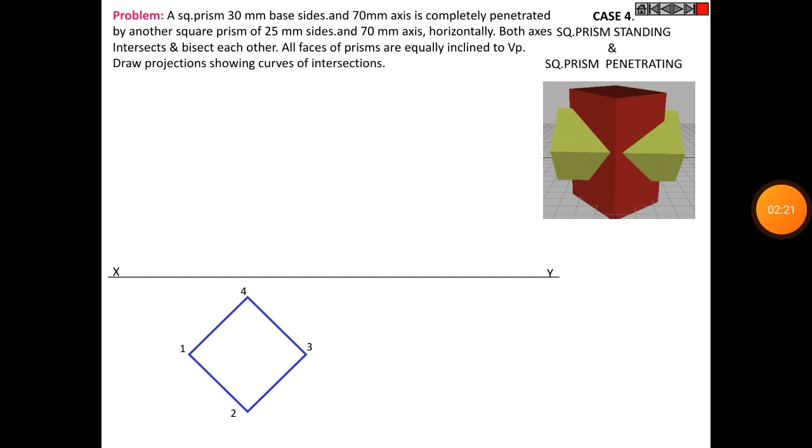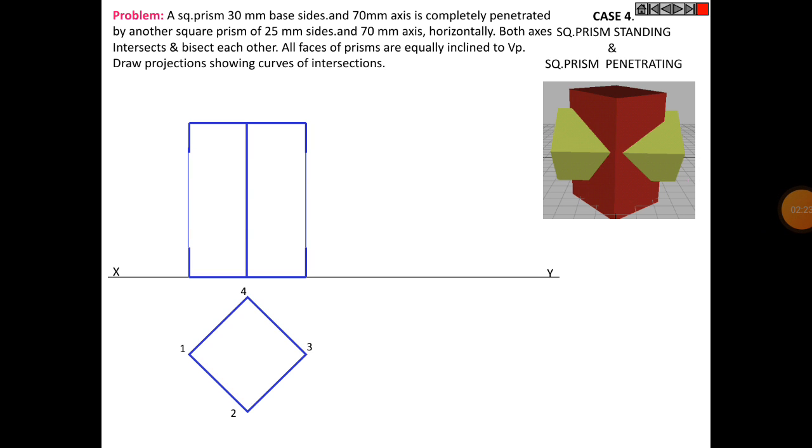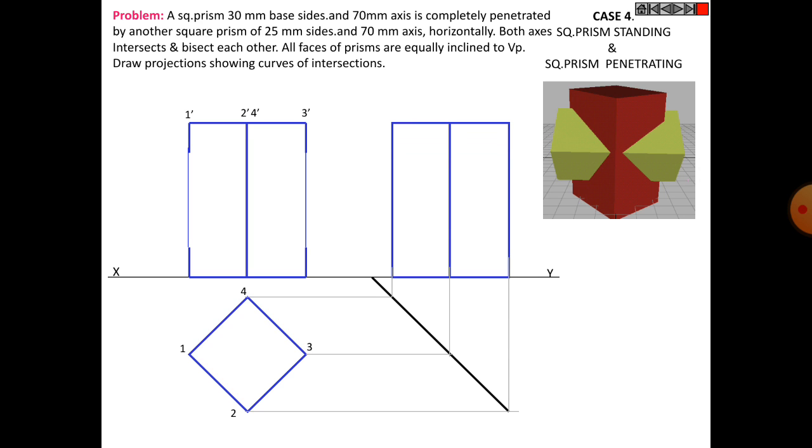After that, project the square prism on the front view with axis length 70 mm and name the points 1 2 3 4. Similarly, with the help of a 45 degree inclined line, project all points on that line and extend these points to the side view. With the help of the front view, mark the distances and mark the points 1 dash, 3 dash, 2 dash, 4 dash. Similarly, complete the first half of the session.